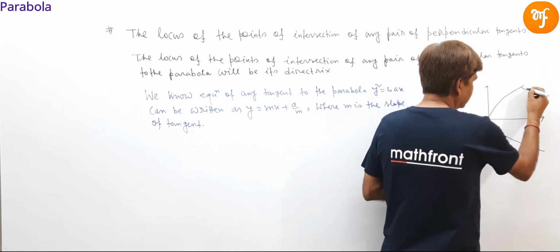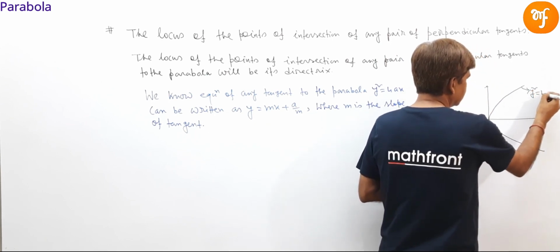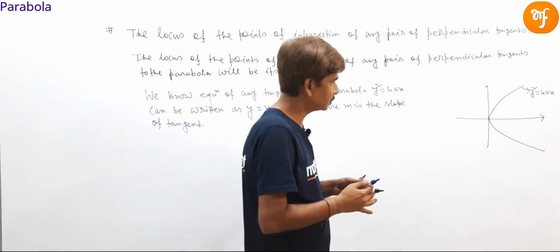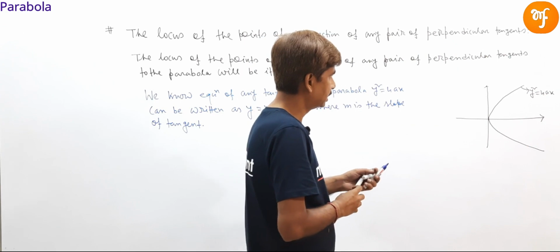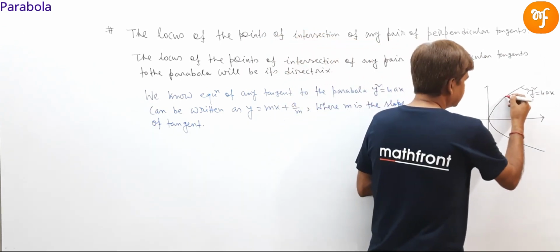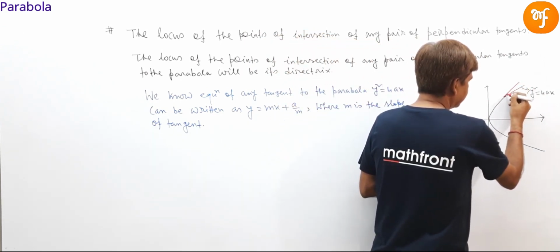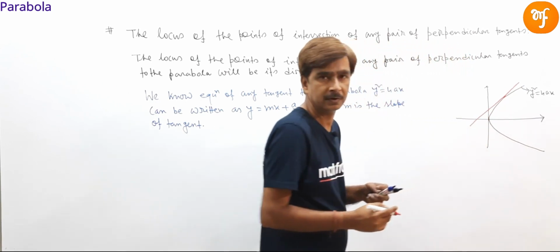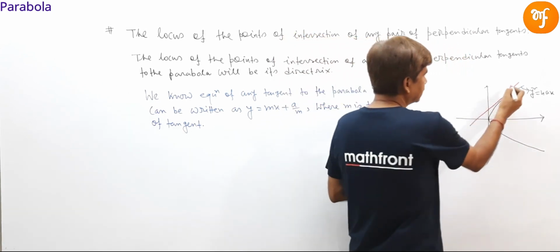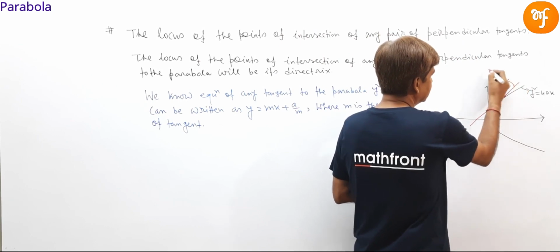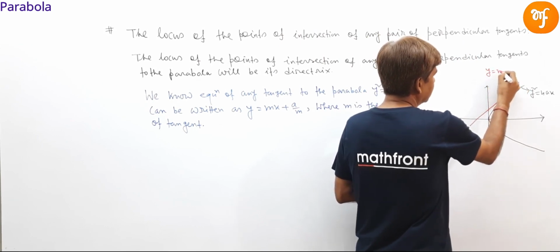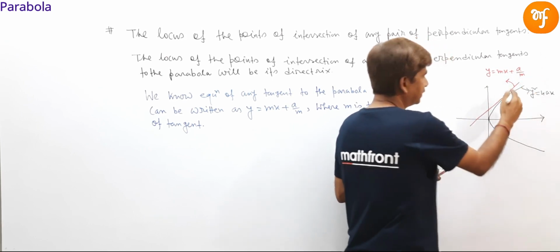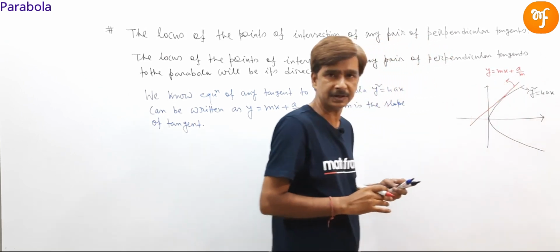Suppose this is the parabola whose equation is y square is equal to 4x. If we draw any tangent to this parabola, the equation of this tangent can be written as y is equal to mx plus a by m if its slope is m.